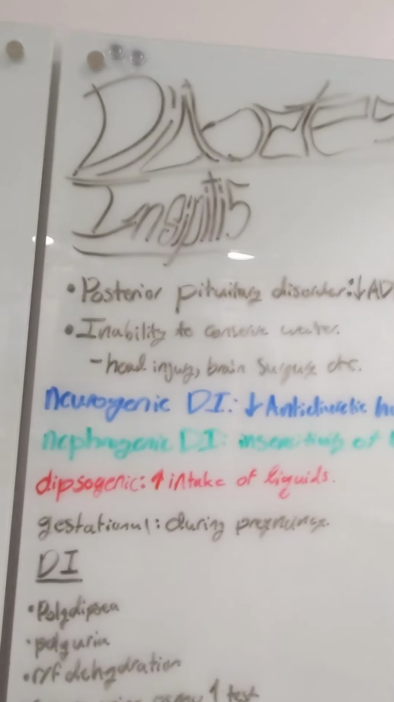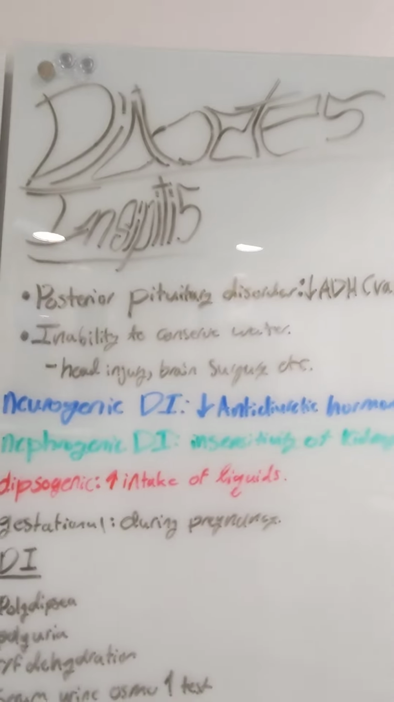Diabetes insipidus, you got me, is written cool so that you remember what it looks like. You got me? Now, basically, this is the posterior pituitary not working right.